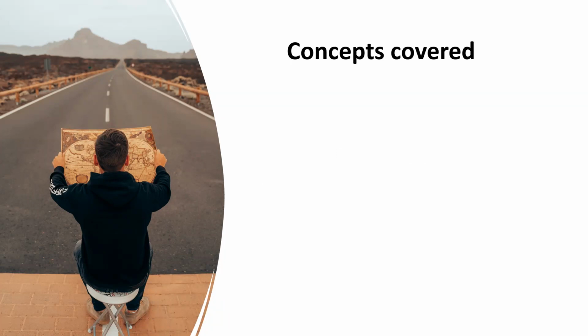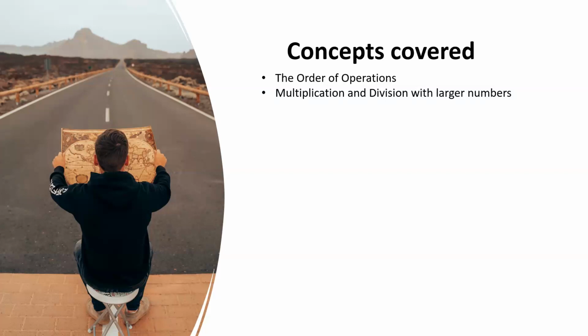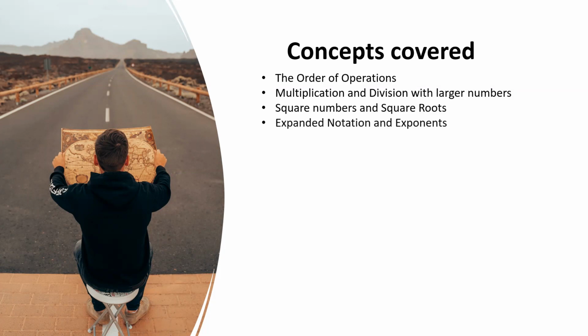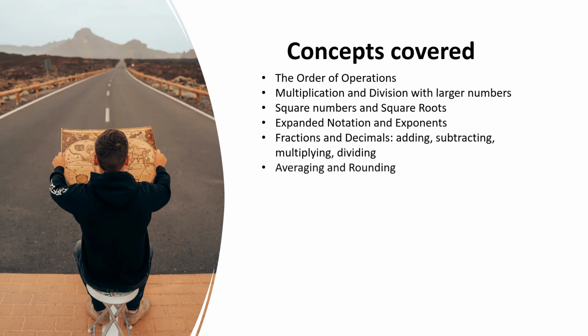All right. So here's a list of the many concepts covered in level E. And obviously, we go way beyond this as well. The order of operations, multiplication and division with larger numbers, square numbers and square roots, expanded notation and exponents, fractions and decimals, including adding, subtracting, multiplying, and dividing them, averaging and rounding, especially when it comes to decimals, because we've already covered averaging and rounding in other levels, but in this one, we're really focused on what do you do with a decimal? How do you round that?